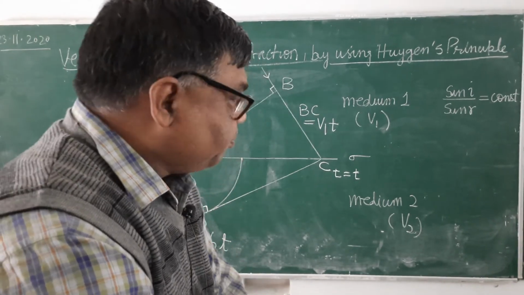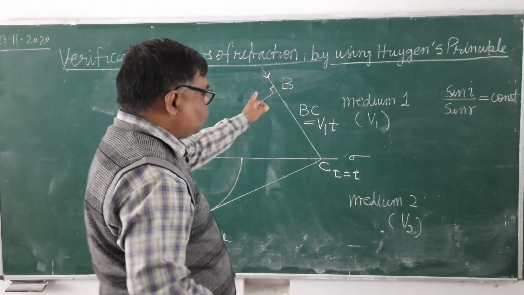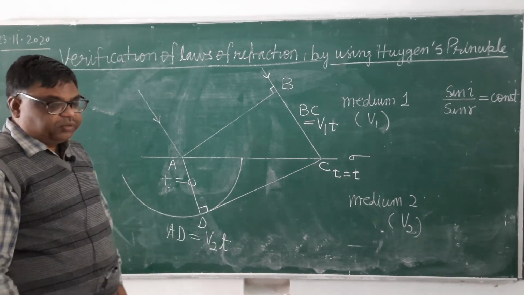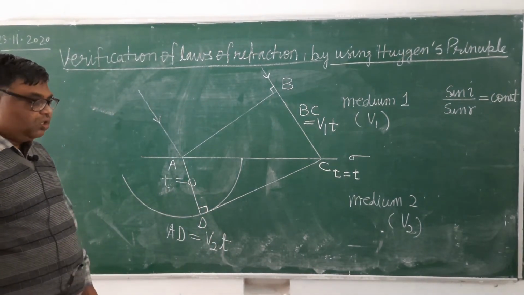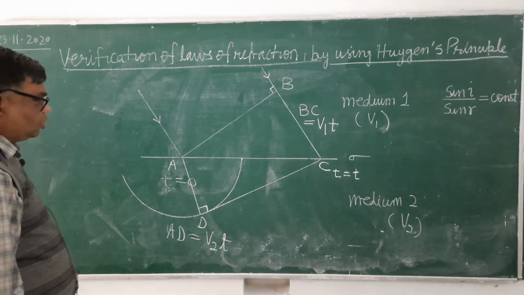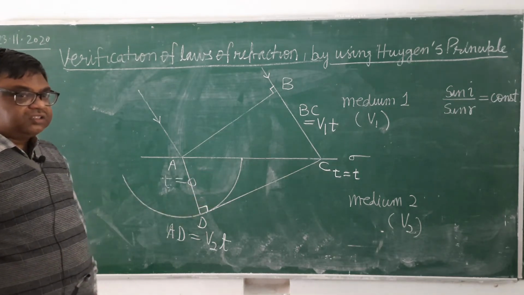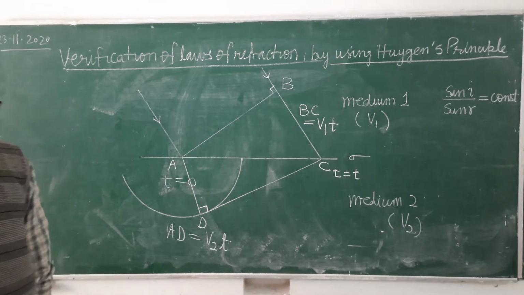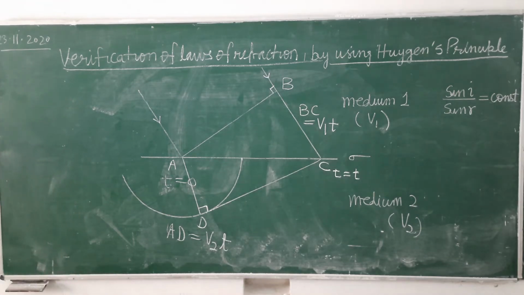So, see here, what will be BC here? BC will be equal to V1 into T. You write down BC equals to V1 into T. It is clear? From Huygens principle, point C will become the source of secondary waves at time t equals to T.